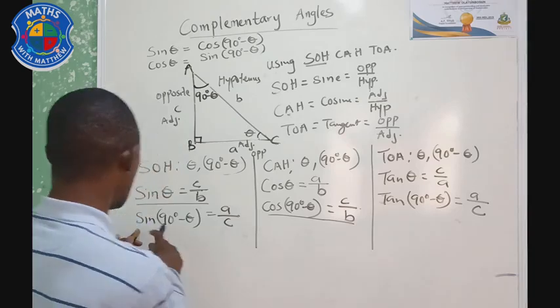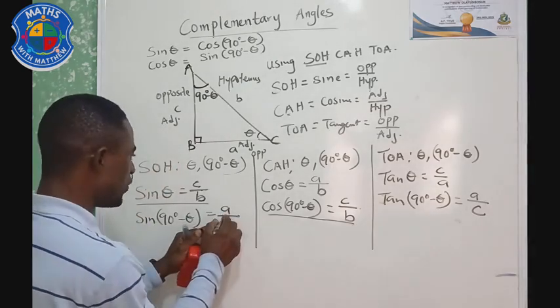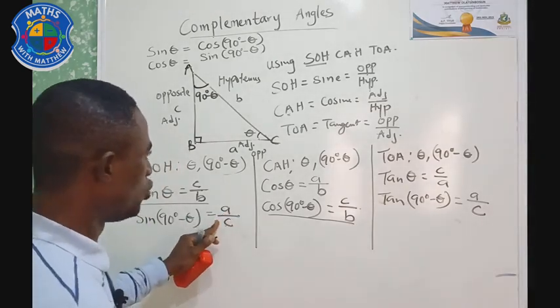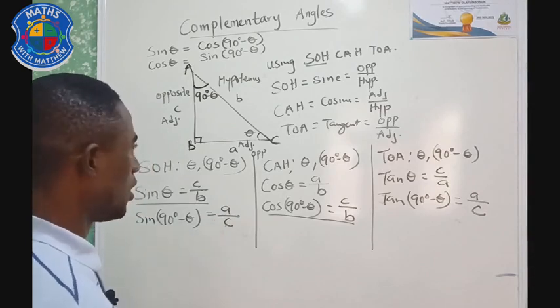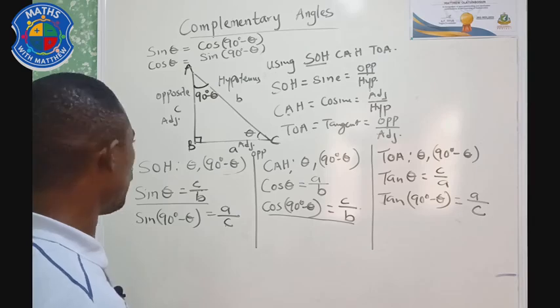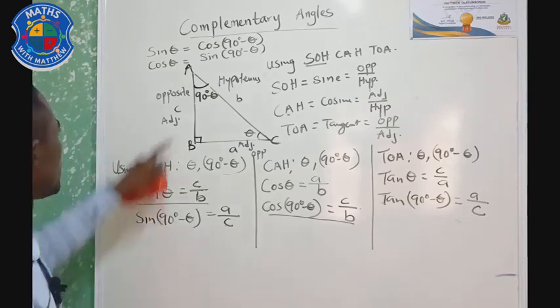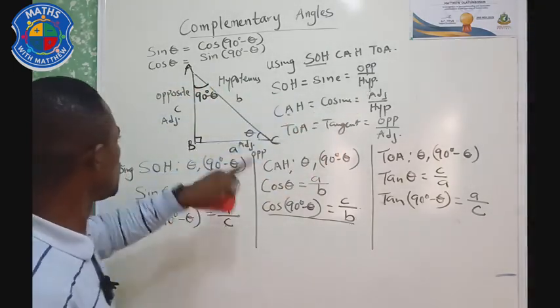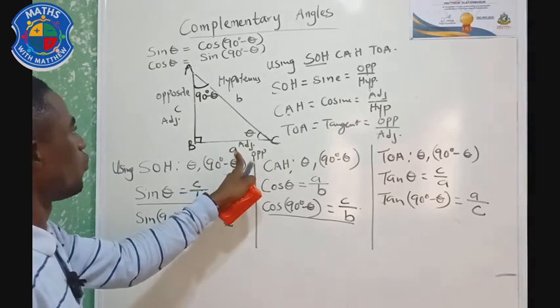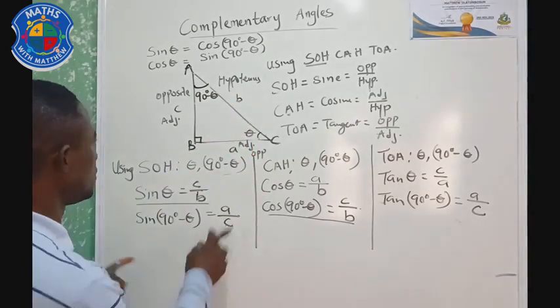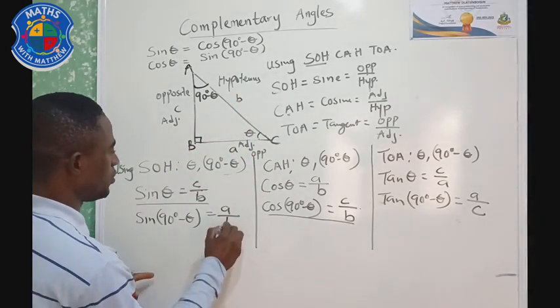Look at this. Now, sin of 90 minus theta, which is A over C. Where do we have A over C again? Sin 90, and our sine is opposite, which is what? A over hypotenuse, which is B. This is A over B.